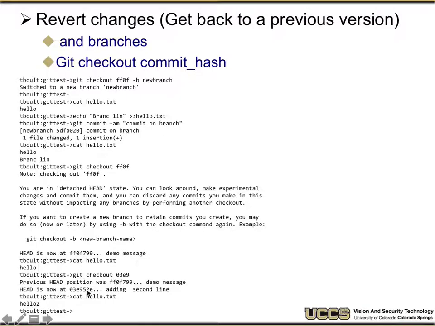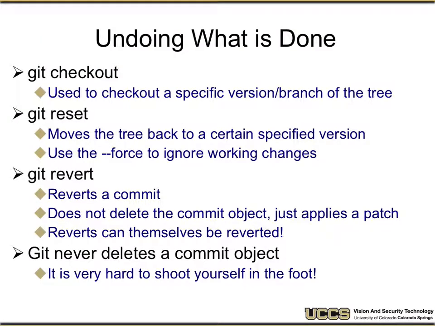I'm just sort of showing here that you can see each version of your code as you're doing it. So if I've made things I don't like, I can use git checkout to check out a particular version. When you make those commit messages, that's one of the reasons they're useful, because that's really how you're going to remember which version of your code had what. If I really want to, I can move the tree back to a certain specified version.